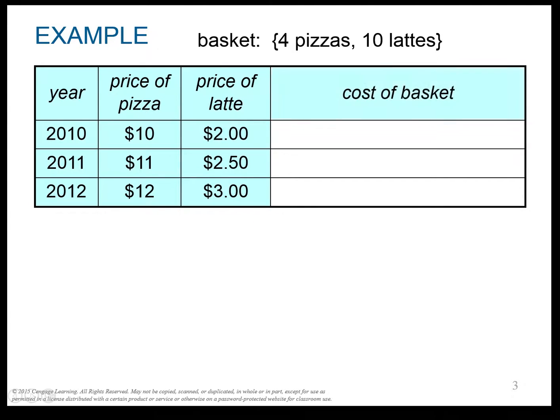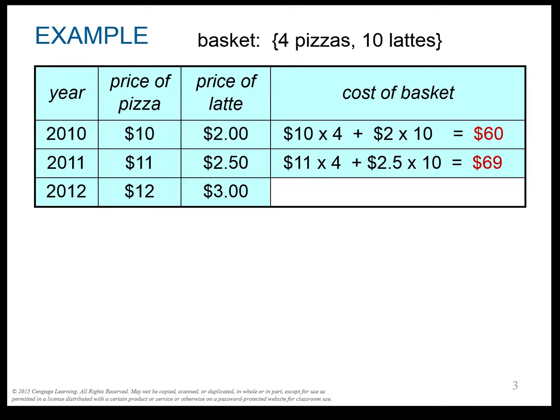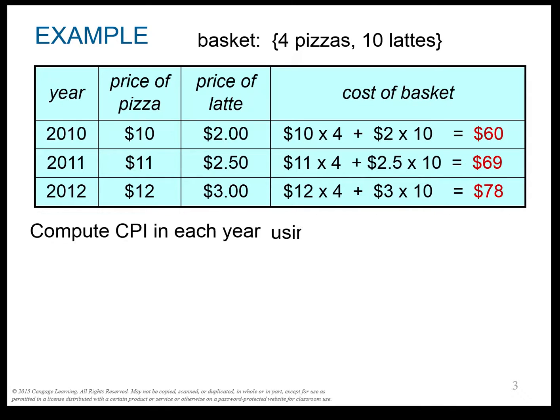Okay, so we keep the basket, the quantity in the basket, stable or constant, and then we just calculate according to the prices of each year. So in this year, the cost of the basket is $60, then it goes up to $69, and finally in 2012, it's $78. Let's go ahead and compute the CPI in each year using 2010 as the base year.